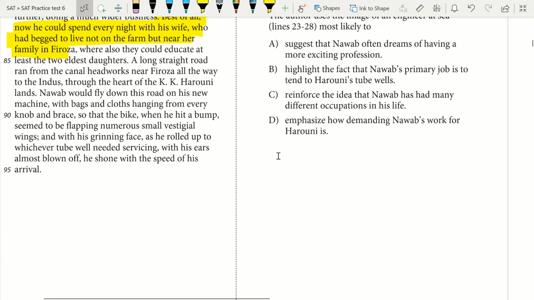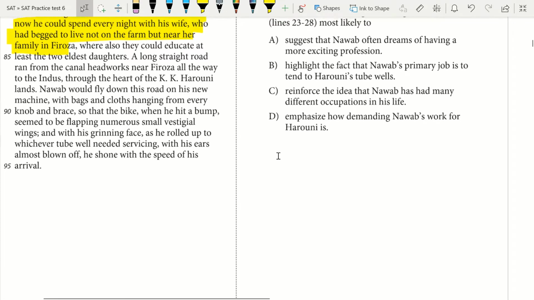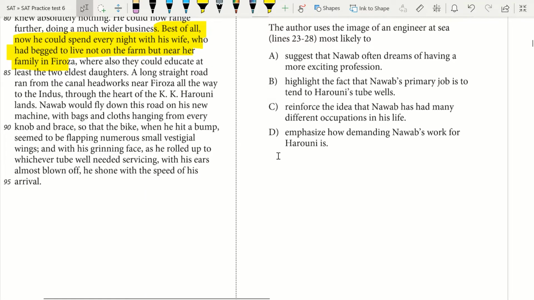A long straight road ran from the canal headworks near Firoza all the way to the Indus, through the heart of the K.K. Hirani lands. Nawab would fly down this road on his new machine with bags and clothes hanging from every knob and brace, that the bike, when he hit a bump, seemed to be flapping numerous vestigial wings, and with his grinning face he rolled up whichever tube well needed servicing. With his ears almost blown off, he shone with the speed of his arrival.